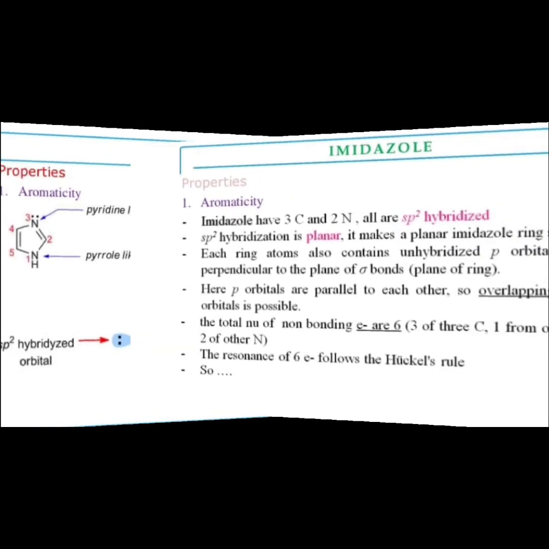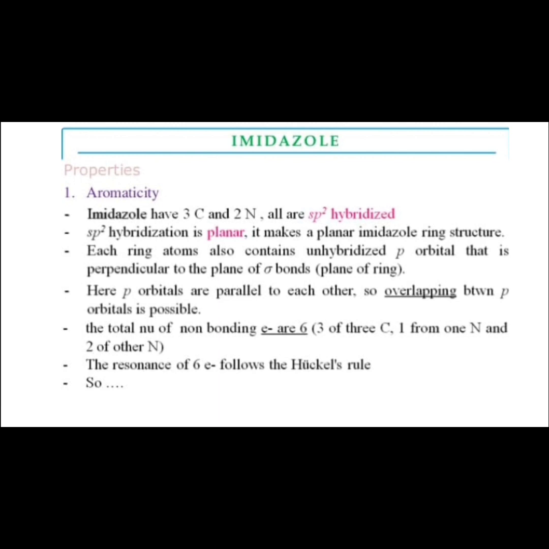Now see the properties of imidazole. First see the aromaticity. Imidazole has 3 carbon and 2 nitrogen atoms. All are sp2 hybridized. sp2 hybridization is planar. It makes a planar imidazole ring structure.